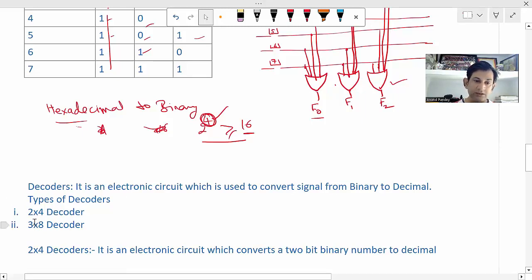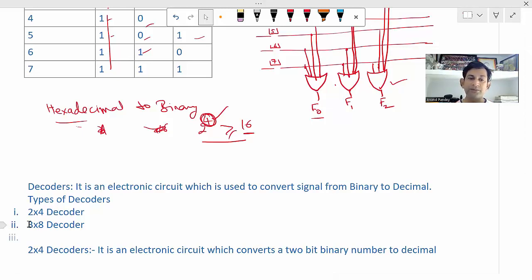Okay, 2 cross 4 decoder means what? Here 2 is the number of input lines and 4 is the number of output lines. Okay, 2 to the power 2 will be 4, and 2 to the power 3 will be 8. This way you can learn it. So 2 is your number of input lines and 4 is what? The number of output lines, like that. 3 is your number of input lines and 8 is the number of output lines.